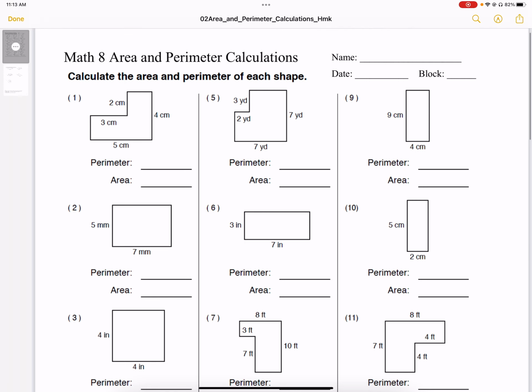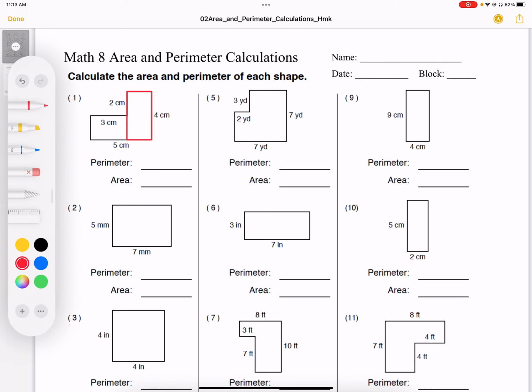For the homework, we're calculating both area and perimeter. So just be careful that when we have these strange shapes, we want to make sure that we break this into different parts. So we have here, we have to figure out that this length here is 2 by 4. So that gives me 8 centimeters squared.